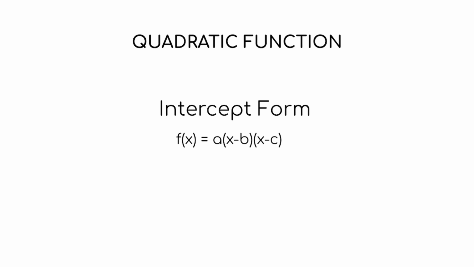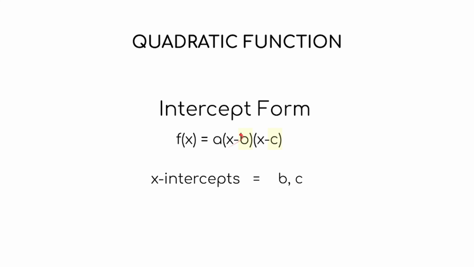For our last equation, we have the intercept form, which is f of x equals a times x minus b times x minus c. And there are three pieces of information you can get from this. The first one is that the x-intercepts are b and c. The important thing to notice here is that in your equation, there's a minus sign. So your answer will actually be the opposite sign.